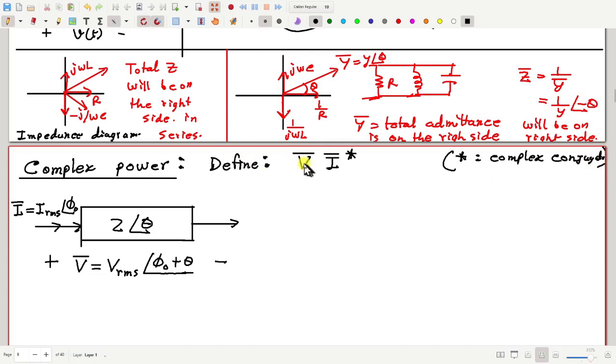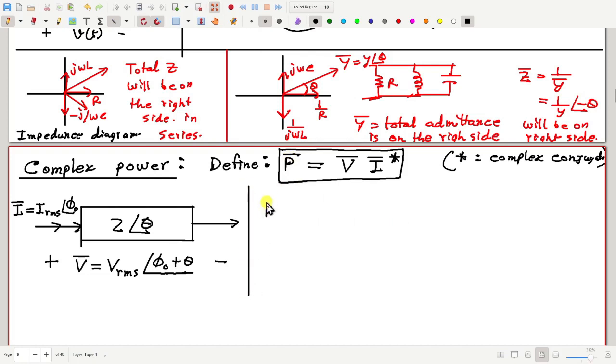Okay, so this is the definition of complex power. Call it P. Again, this will be a vector, I mean complex number. Now, what is its use, sir? Yes, what is its use? That's what I'm going to say now.